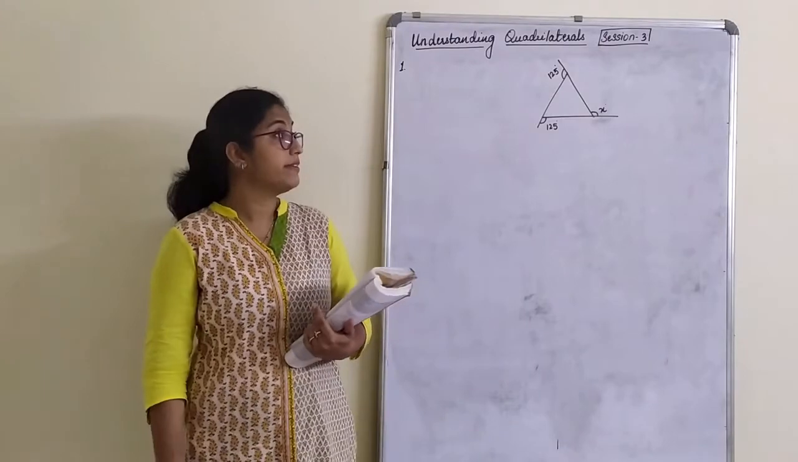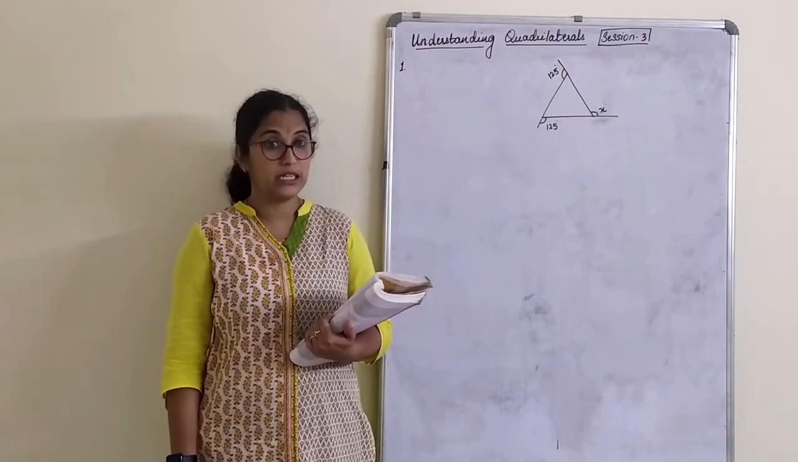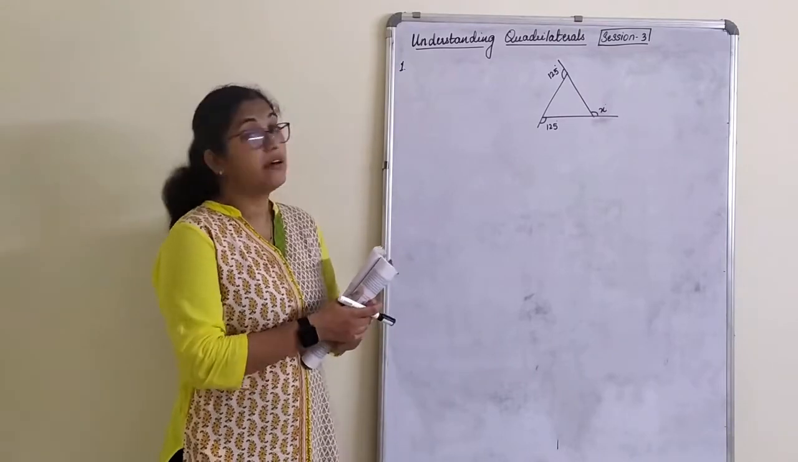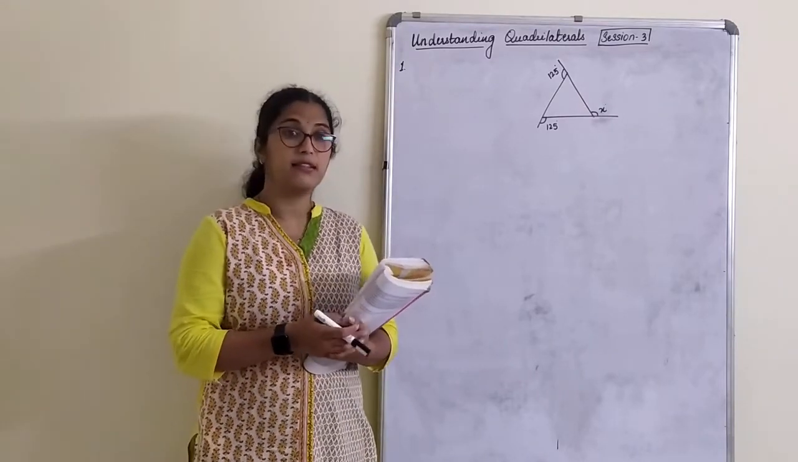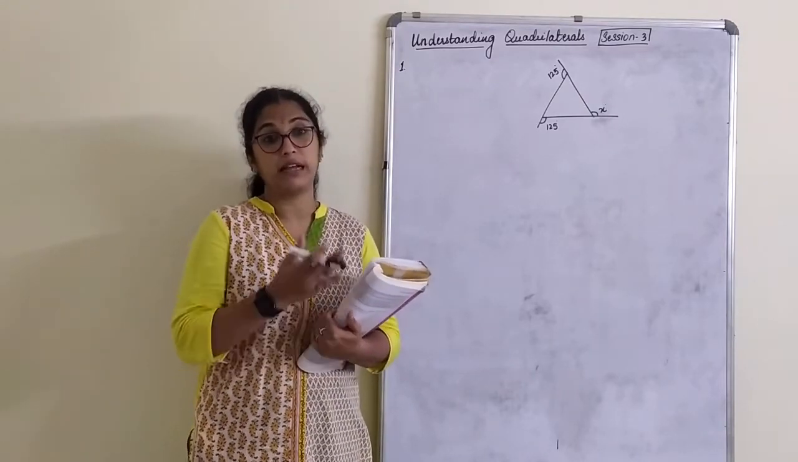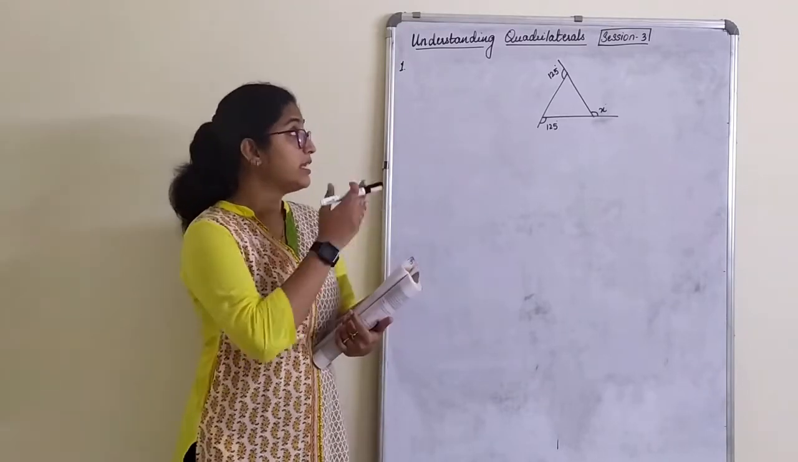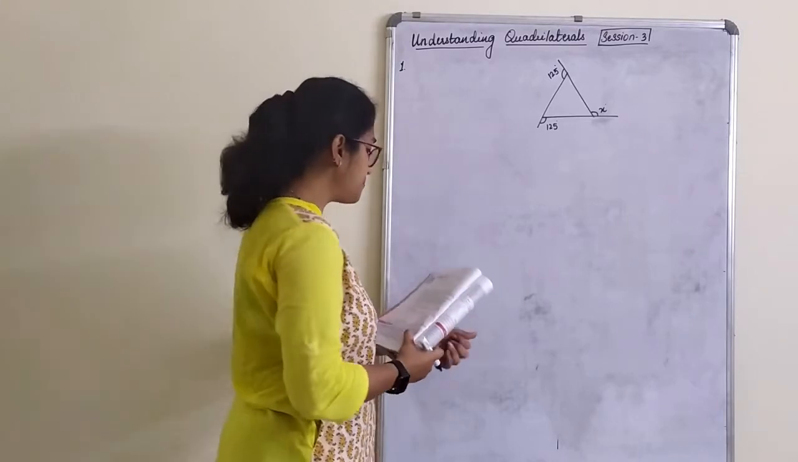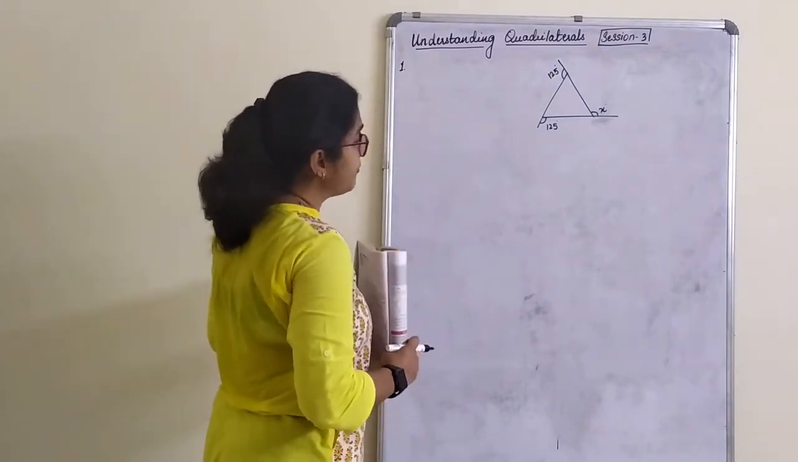Good morning. We will start session 3 on the chapter Understanding Quadrilaterals. Till now we studied exterior angles, interior angles, and how to find the sum of interior angles of a given polygon. Next we will deal more with exterior angles. The first one: find x in the following figure.